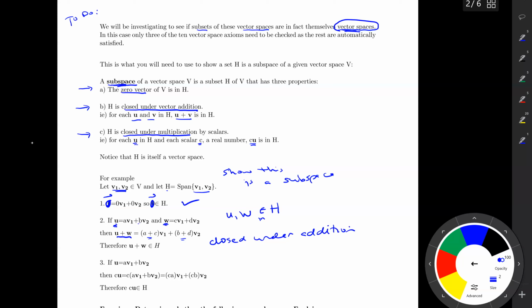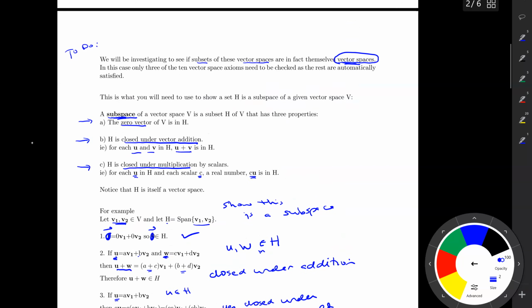All right, so to be closed under scalar multiplication, if I take a vector u that's in H, and I multiply it by a constant or real number c, do I stay in H? Yes. This is still in H, so that means it is closed under scalar multiplication.